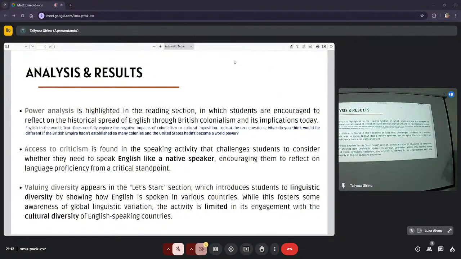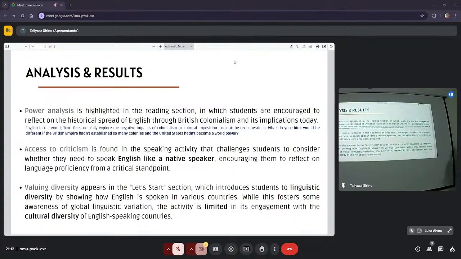Power analysis is highlighted in the reading section, in which students are encouraged to reflect on the historical spread of English through British colonialism and its implications today. So it's a text that approaches English in the world. It talks about the historical spread of English, but does not explore the negative impacts of colonialism. So, the consequences of this.